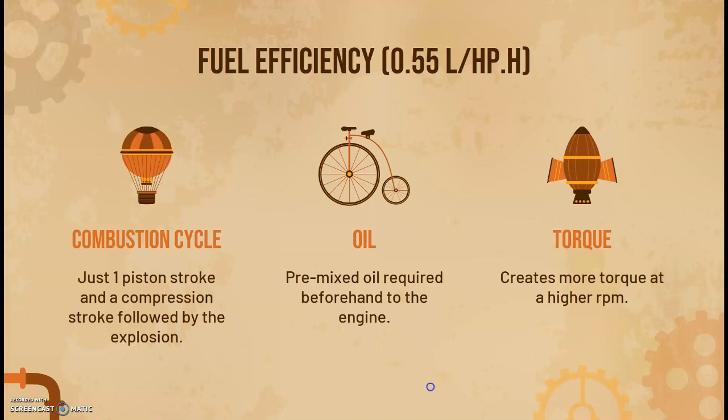As the upstroke happens, for some part of the travel, the air and the fuel mix, so the oil needs to be pre-mixed, required beforehand in the engine. And lastly is the torque. The two-stroke engine will create more torque at higher RPM.